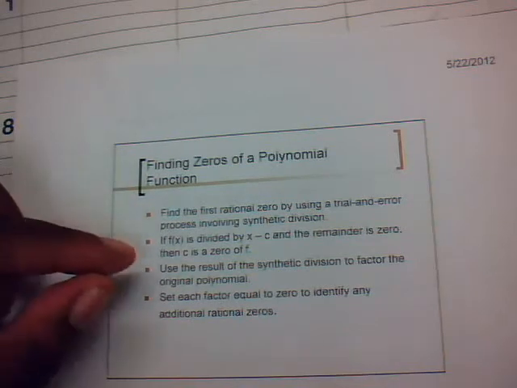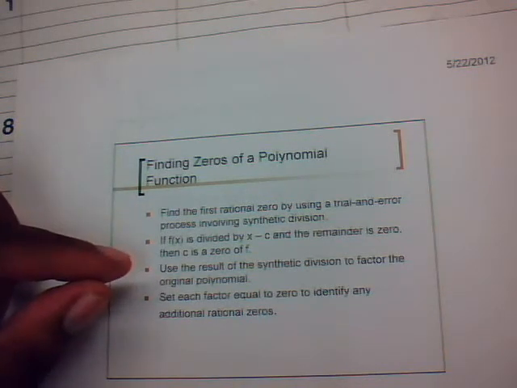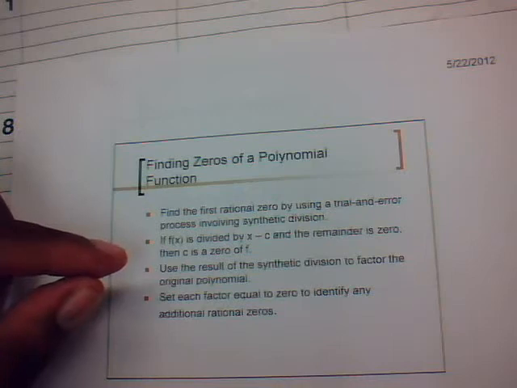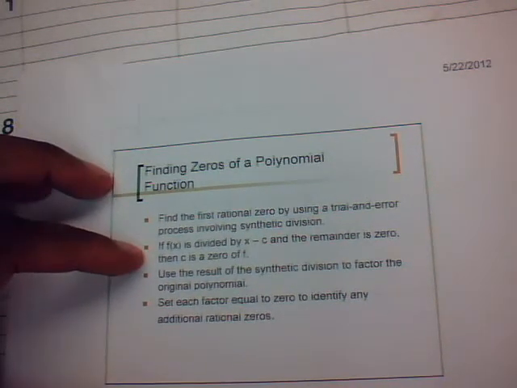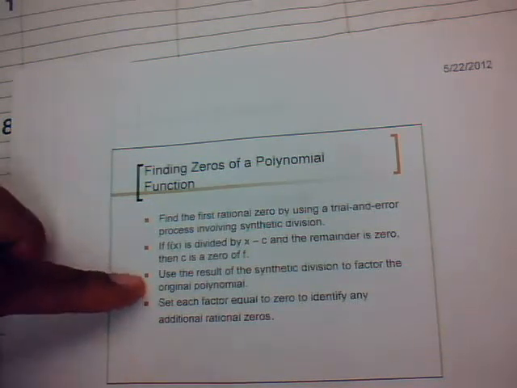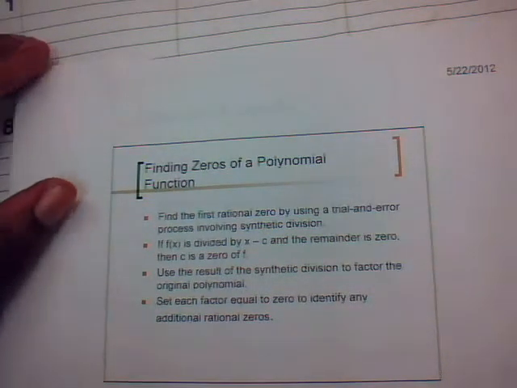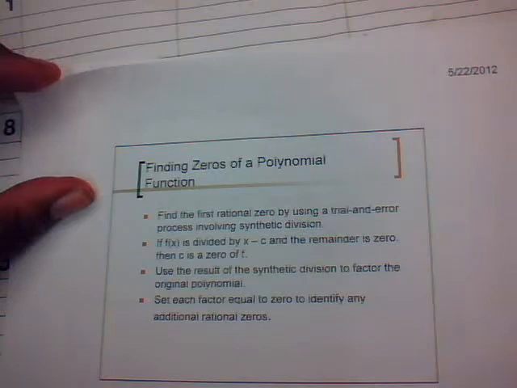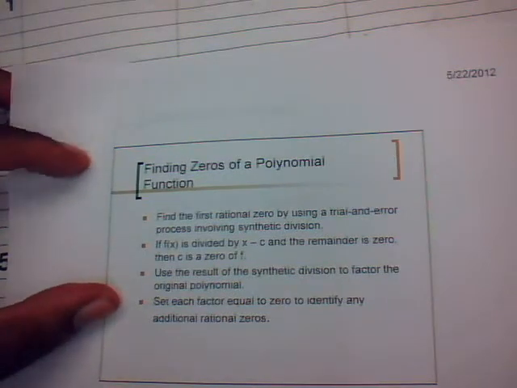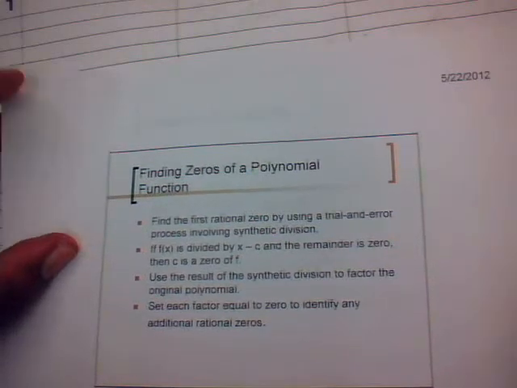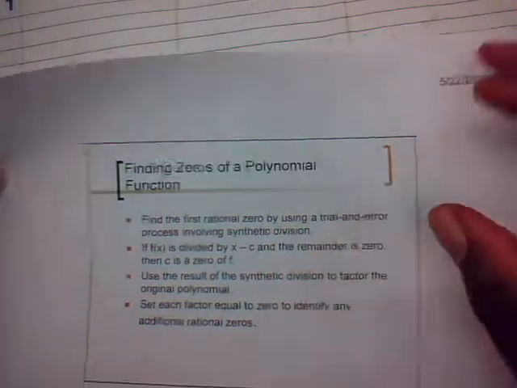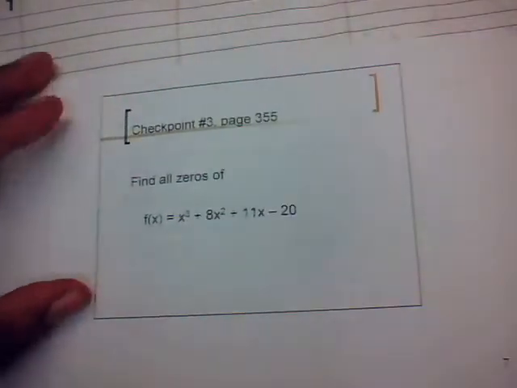Then next, if f of x is divided by x minus c and the remainder is 0, then we can say that that constant c is a zero of f. And then you're going to use the result of the synthetic division to factor the original polynomial. And then you'll set each factor equal to 0 to identify any additional rational zeros. So in this case here, let's see how this is going to be done.